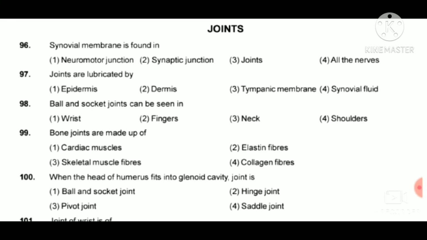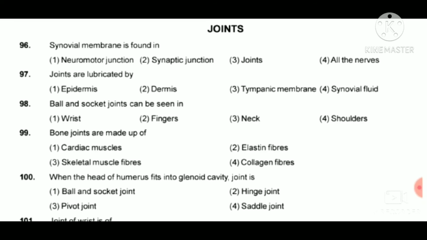Next is question number 100. When the head of the humerus fits into the glenoid cavity, the joint is number 1 ball and socket joint, number 2 hinge joint, number 3 pivot joint, number 4 saddle joint. Ball and socket joint is found in the bones of the hip and the shoulder region. Second is the hinge joint, which is a common synovial joint present in the ankle, elbow and knee joint.